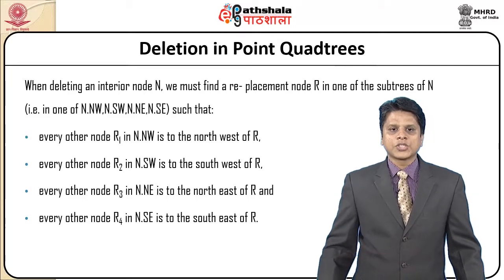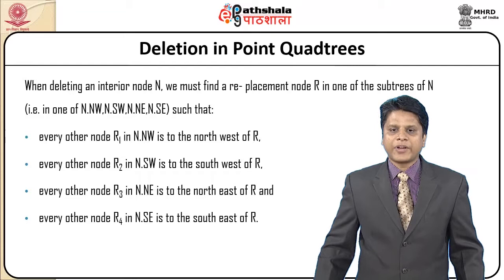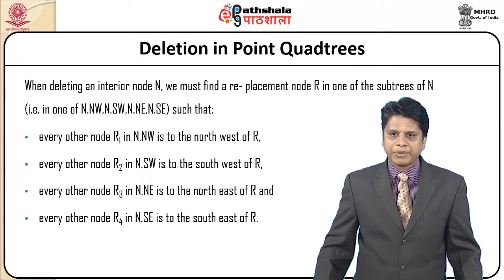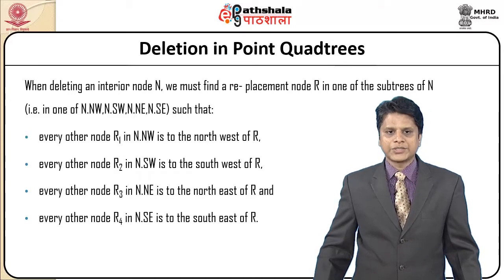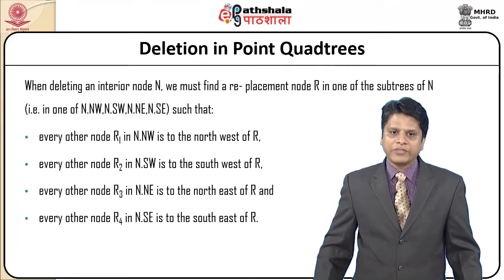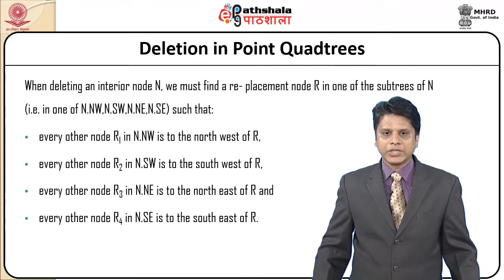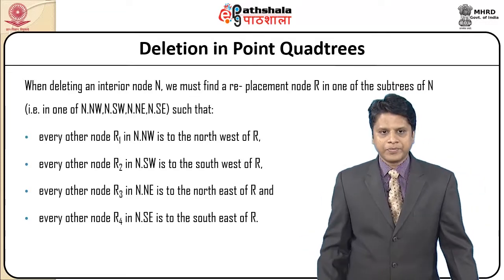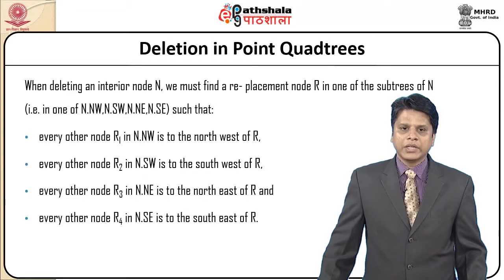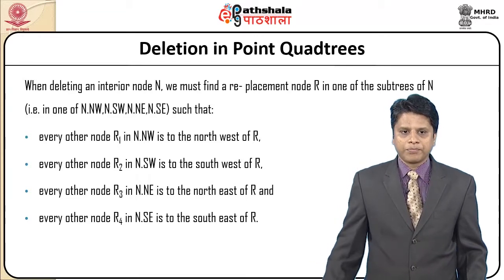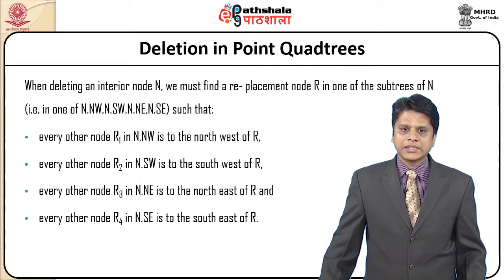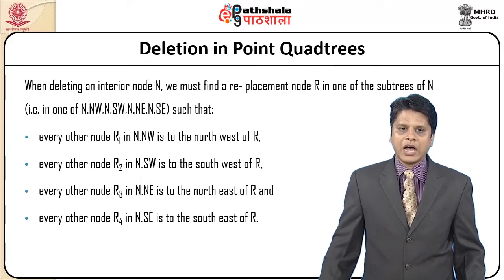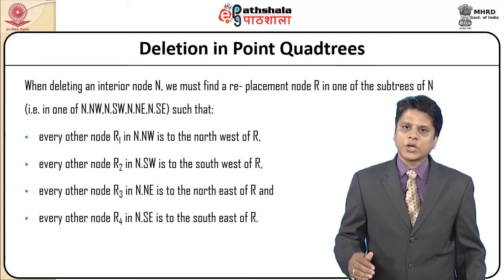When deleting an interior node n, we must find a replacement node R in one of the subtrees of n, that is, in one of n dot nw, n dot sw, n dot ne or n dot se, such that every other node R1 in n dot nw is to the northwest of R, every other node R2 in n dot sw is to the southwest of R, every other node R3 in n dot ne is to the northeast of R, and every node R4 in n dot se is to the southeast of R.